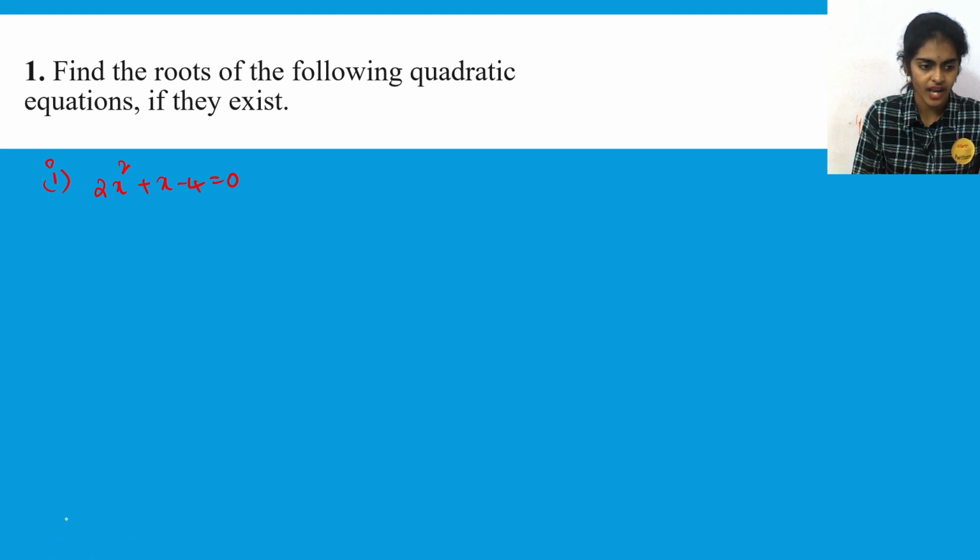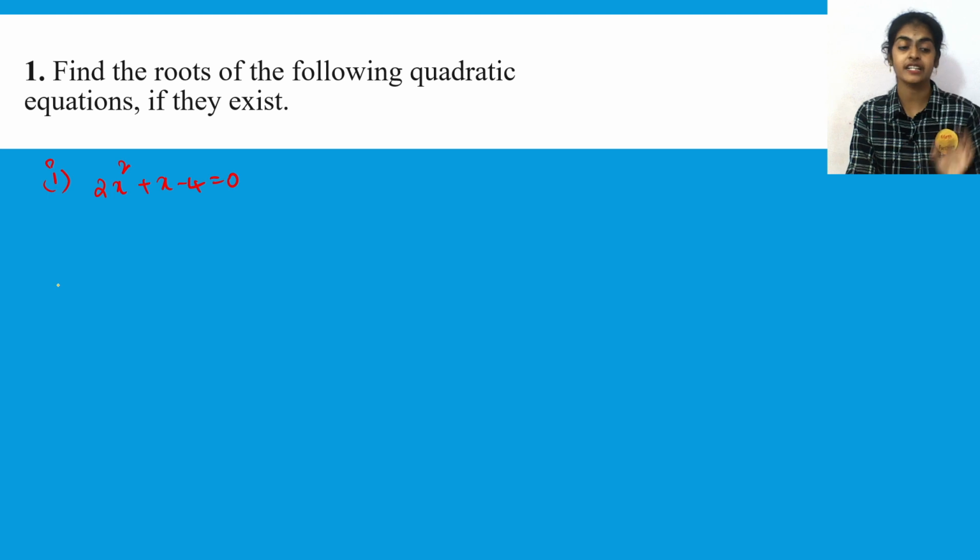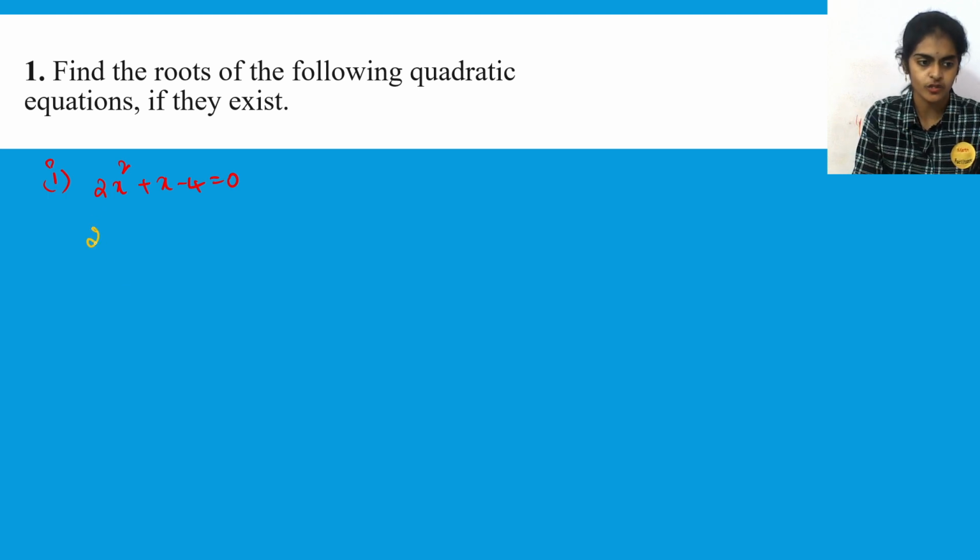As we have already discussed, I repeat, watch the completing the square method concept video because I have taken a lot of time to explain that method very clearly. So please do watch that video, and here we shall proceed a little fast. So 2x square plus x minus 4 equal to 0 is the given quadratic equation.